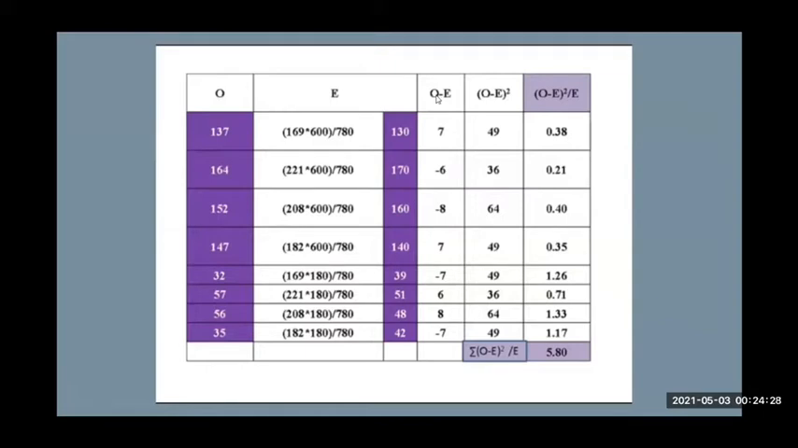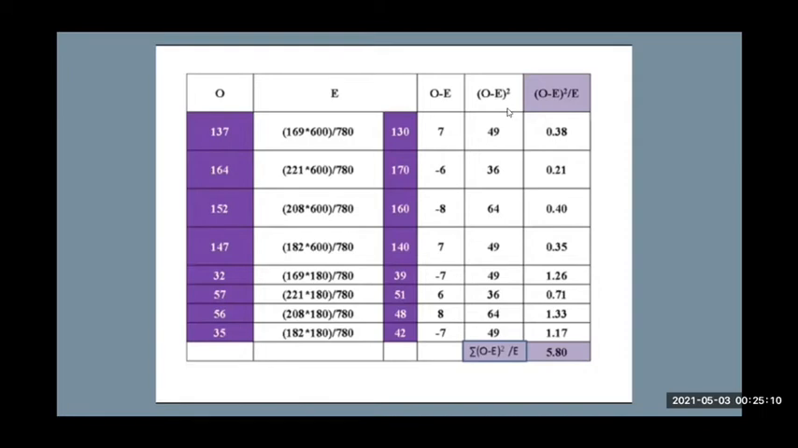So in here, we are going to subtract or get the difference between the observed and the expected value. So 137 minus 130, we have 7. 164 minus 170, we have negative 6. 152 minus 160, we have negative 8, and so on. And this time, the difference will be squared. So 7 squared, 49, negative 6 squared, 36, and so on.